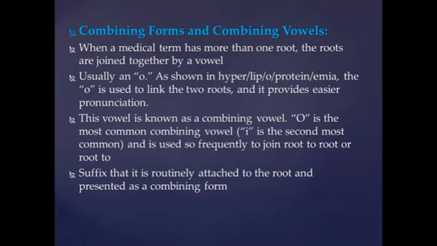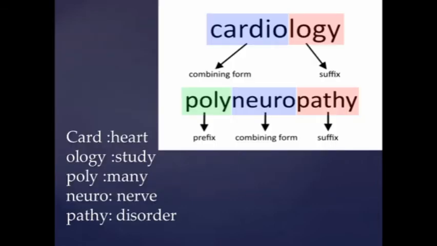So you need to know that combining forms are two roots joined together with a combining vowel, which is most commonly an O or an I. So let's have an example. Okay, so card means heart, and the I is the combining vowel. Ology means the study, so it's the study of the heart.